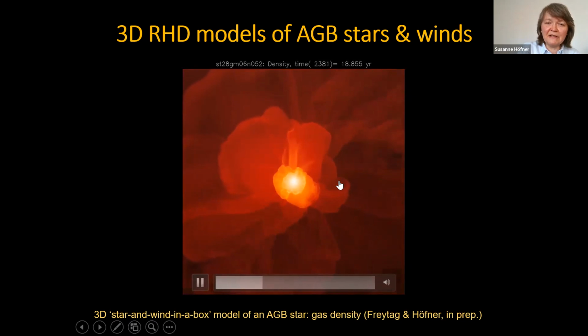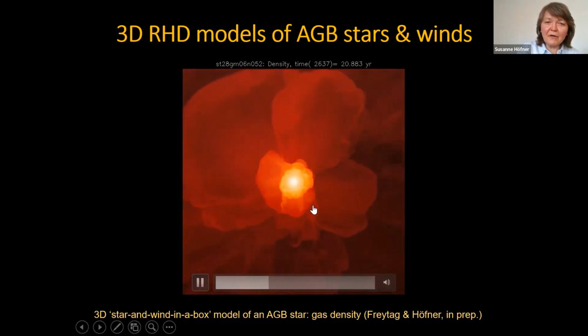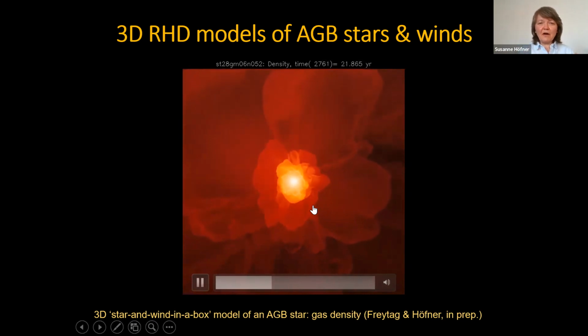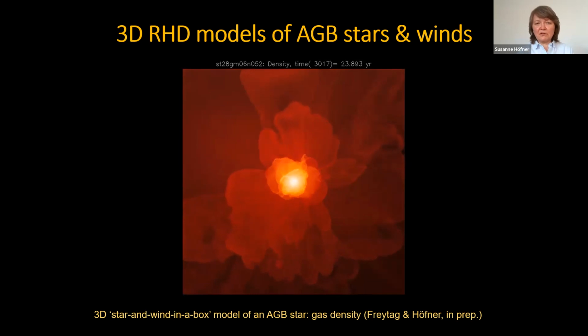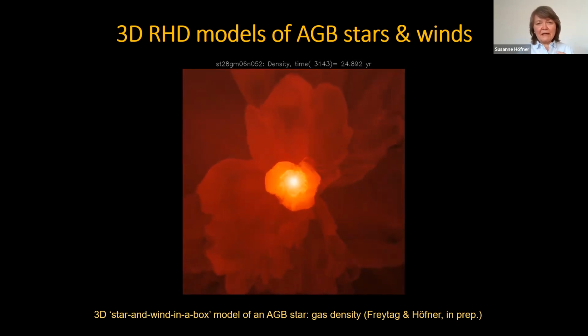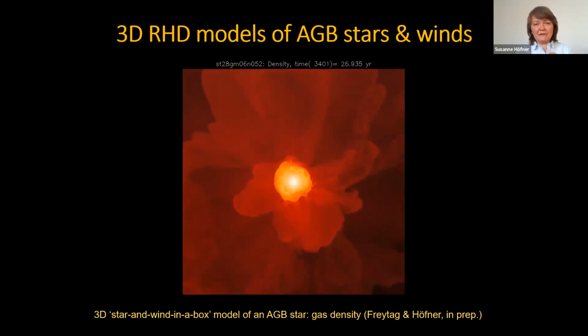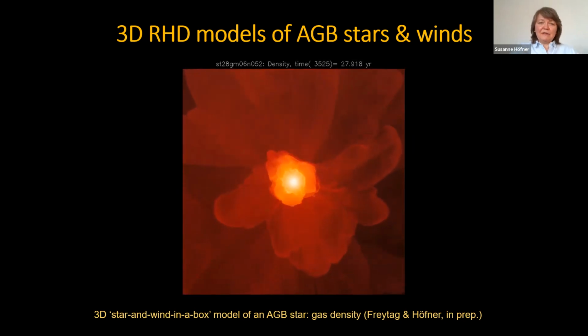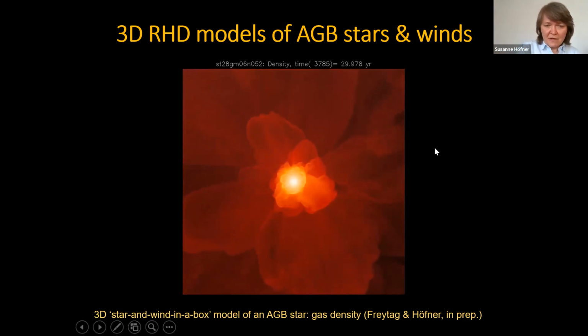Here's another one. I think there's a nice one coming here now, and so on. So you see how the pulsation and convection in the star triggers these shock waves in the atmosphere. And these are the locations where you get efficient dust formation, and this is where the material then gets pushed out by radiation pressure.